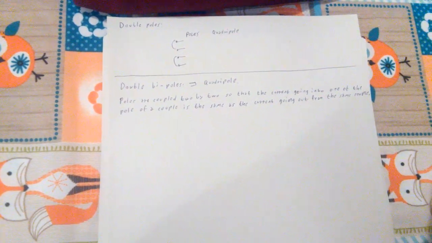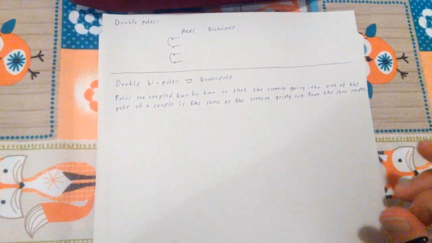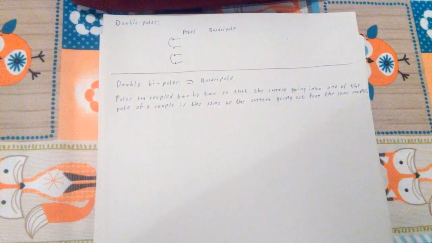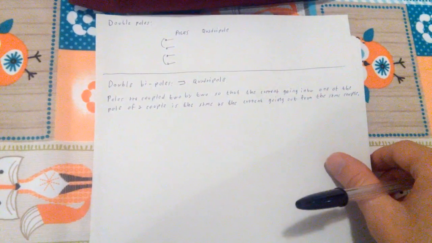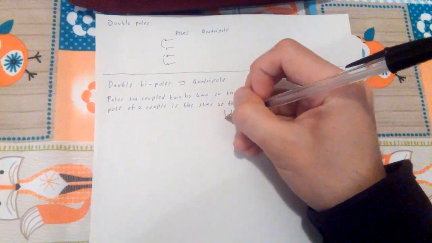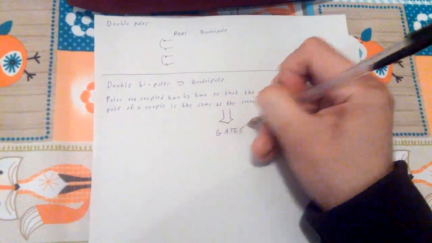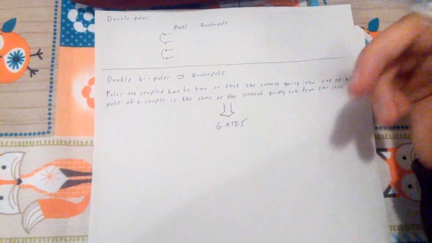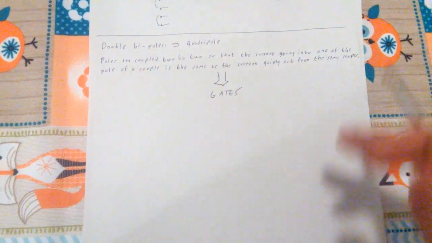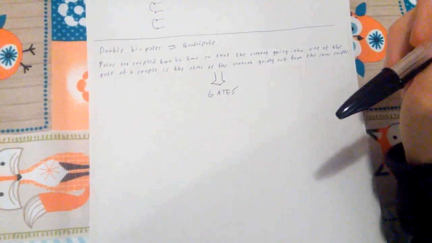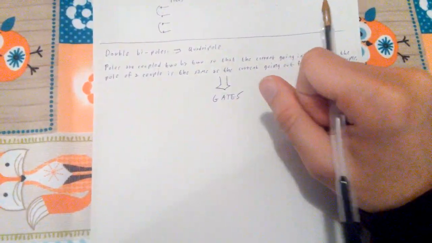Now, the couple of poles with this characteristic are gonna be called gates of a double bipole. So those are called gates. Remember that because I'm gonna use the word gates a lot in the future. So we said that the couple with these characteristics are called gates.